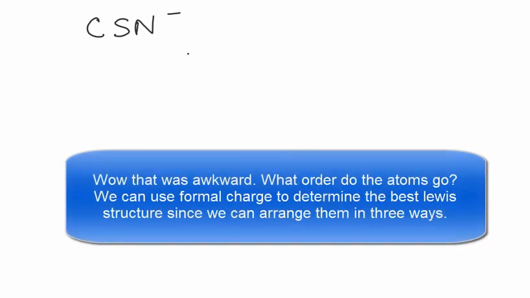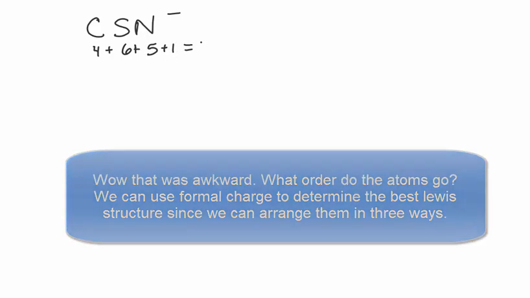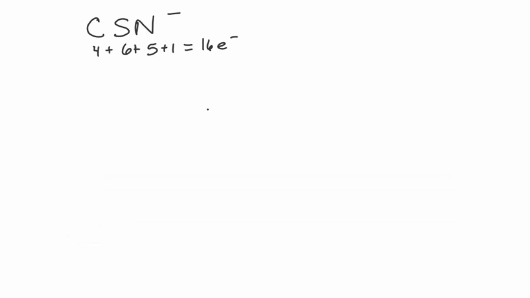So let's do one more example. Here we're going to have CSN, and it's an anion. So what is the Lewis structure? Well, in order to find the Lewis structure, we need to see what we can do with this. Carbon comes in with 4, sulfur comes in with 6, nitrogen with 5, and then we have 1 for our charge, 1 electron. So we have a total of 16 electrons to distribute around this molecule.